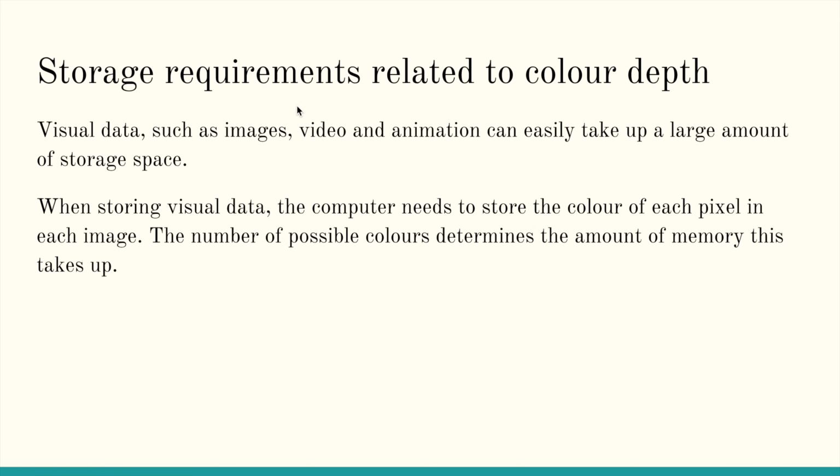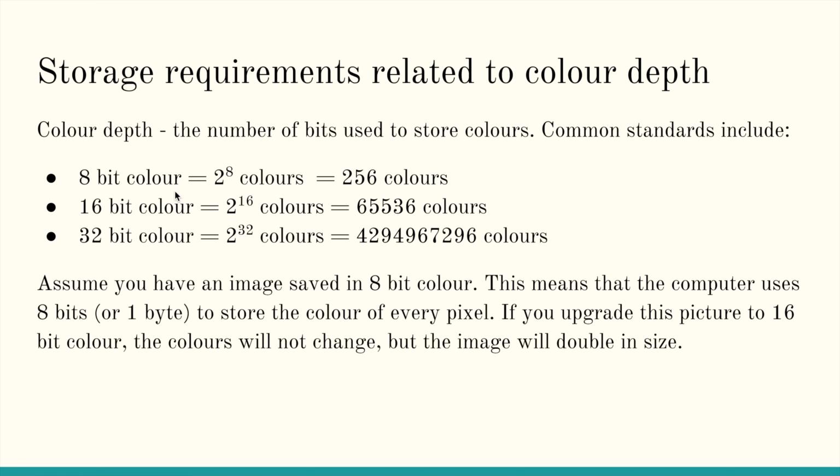Okay, so storage requirements related to color depth. Visual data such as images, video, and animation can easily take up a large amount of storage space. When storing visual data, the computer needs to store the color of each pixel in each image. The number of possible colors determines the amount of memory this takes up. So when we're looking at 8-bit color, that's 2 to the 8 colors, which is 256 colors. With 16-bit color, 2 to the 16, which is 65,000 colors. And with 32-bit color, it's 2 to the 32, which is many, many colors.